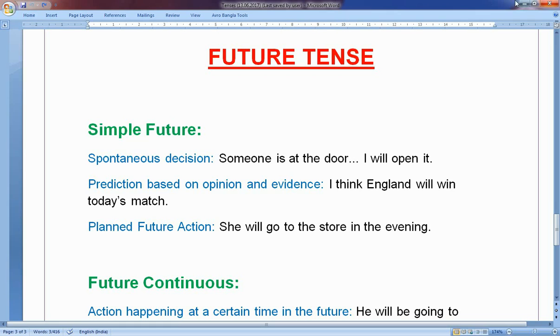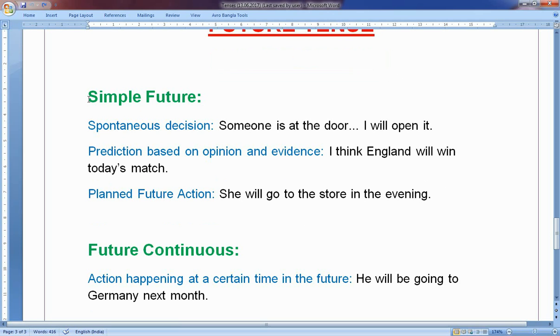Now, moving on to the last section, which deals with the future tense. Let's talk about the future tense. The future tense, as the name suggests, talks about events which are about to happen and not happened yet. The first category is the simple future.